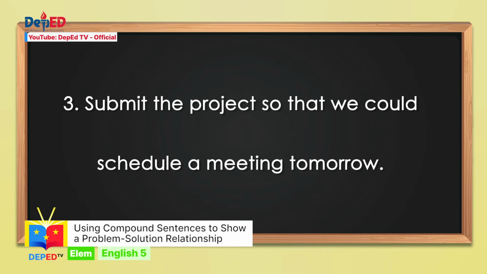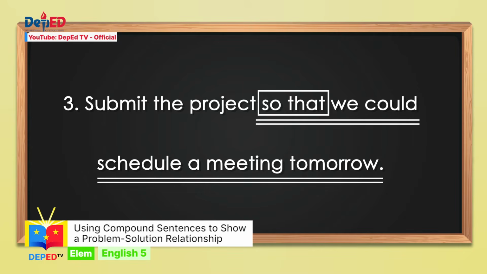The sentence for number 3 is submit the project so that we could schedule a meeting tomorrow. The subordinating conjunction so that begins the dependent clause. You should have underlined twice until the word tomorrow. This clause is the effect. The remaining clause is the independent clause and is also the cause.